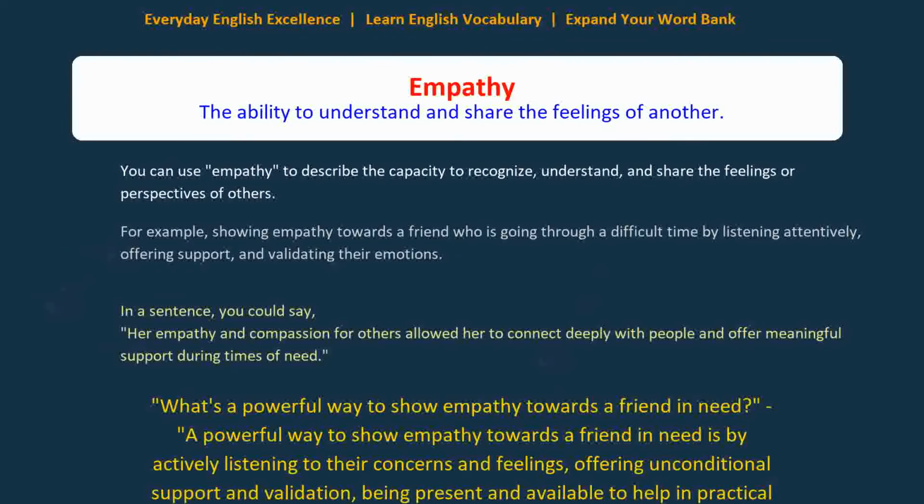What's a powerful way to show empathy towards a friend in need? A powerful way to show empathy towards a friend in need is by actively listening to their concerns and feelings, offering unconditional support and validation, being present and available to help in practical ways, and showing empathy, compassion, and understanding through words and actions that convey genuine care and concern for their well-being and happiness.